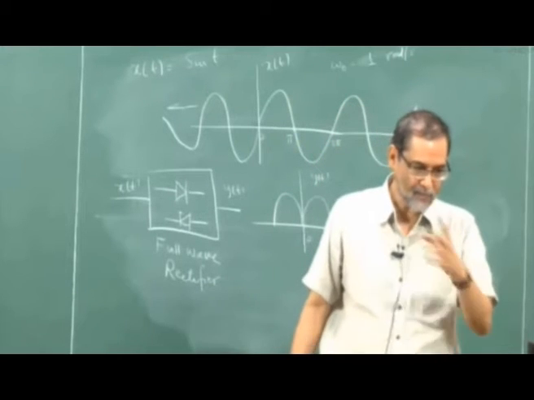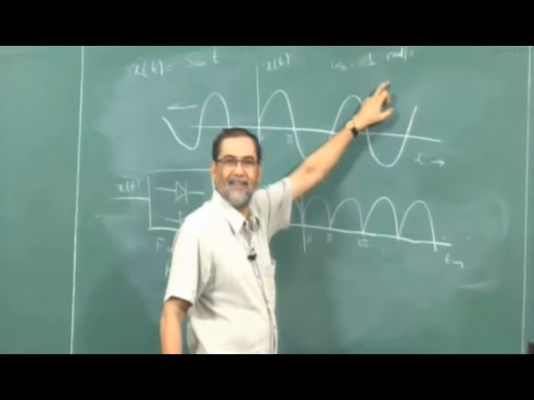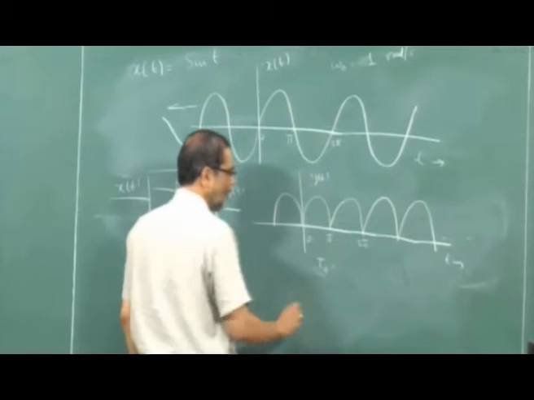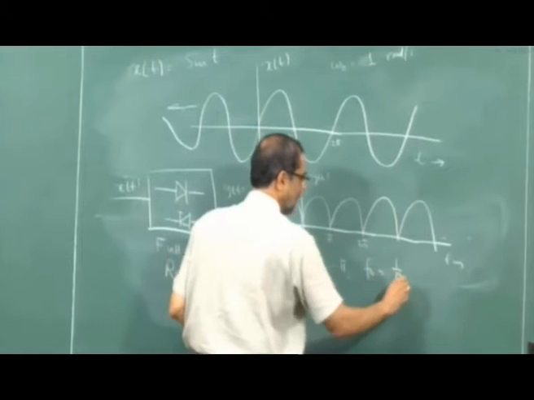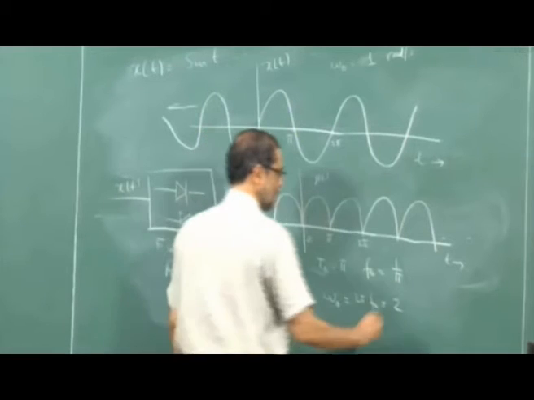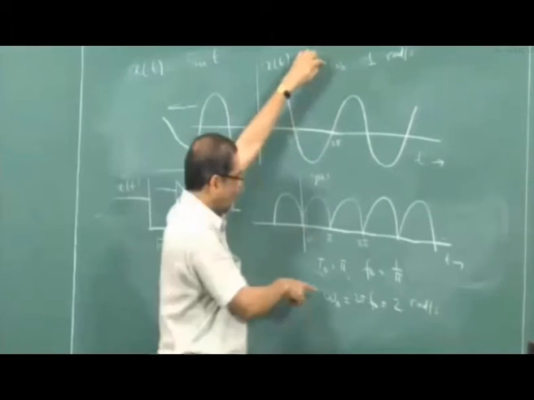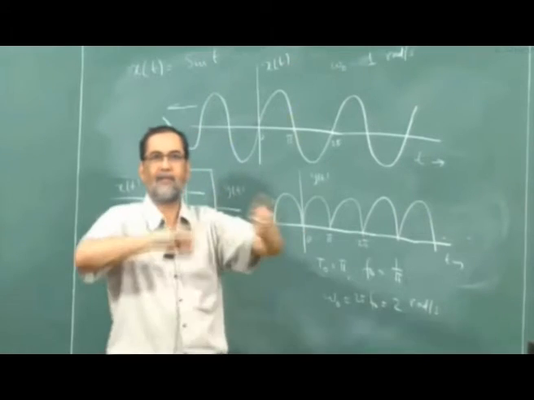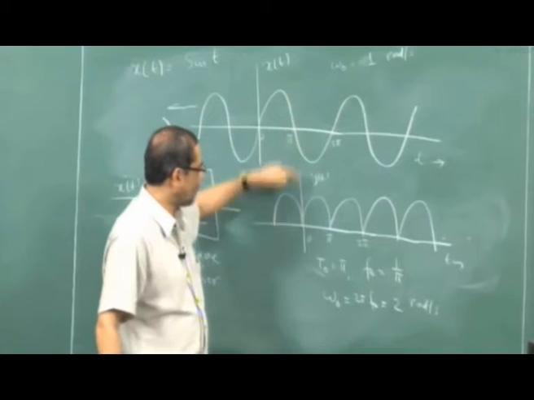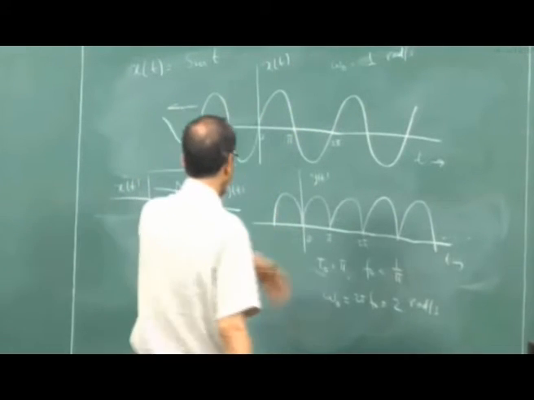So I said, if the frequency here is 1, what is the frequency here? What is the fundamental frequency of the output? Remember, for the output T naught is pi, and so F naught is 1 by pi, and so omega naught is 2 pi F naught, which is 2 radians per second. Period became half, fundamental frequency became 2 times, because period and fundamental frequency have an inverse relationship. Going from here to here, period is reduced by a factor of 2, and fundamental frequency increased by a factor of 2. Okay, so this is periodic.